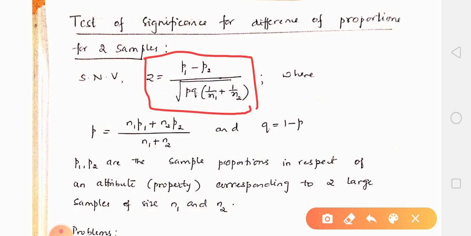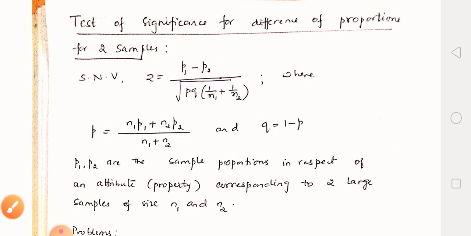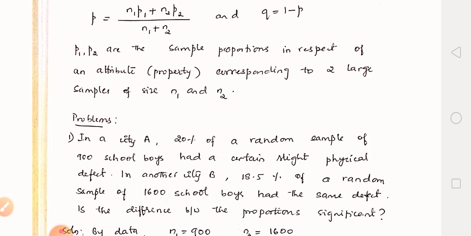where P1, P2 are the sample proportions in respect of an attribute corresponding to two large samples of size n1 and n2. P is the expression given by n1 P1 plus n2 P2 divided by n1 plus n2, and Q is equal to 1 minus P. So this standard normal variate will be used when proportions of two samples are given.